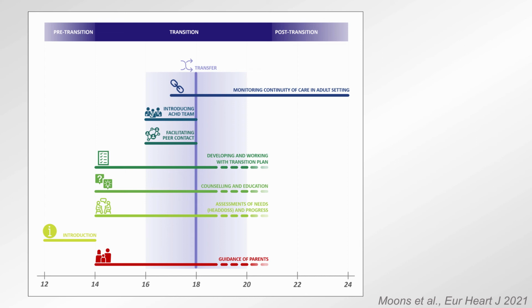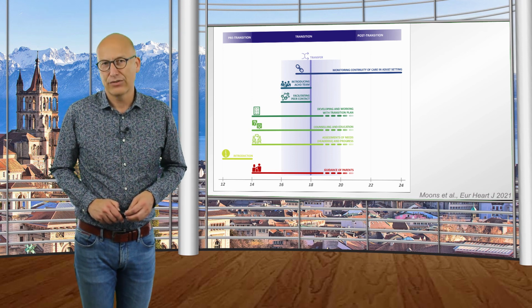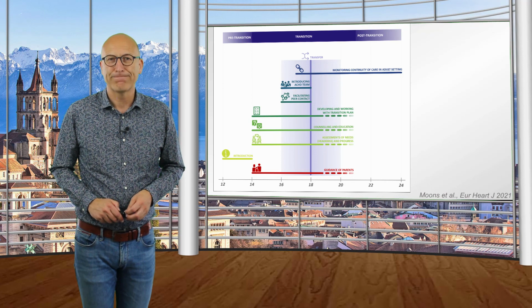It all depends on the local situation and the possibilities that the center has, but also the readiness of patients for the transfer. Therefore, we are talking about a range of transfer between 16 and 20. And then, of course, after the transfer, the continuity of care needs to be monitored, because we know that a lot of people with congenital heart disease drop out of care after the transfer, and this has detrimental effects.